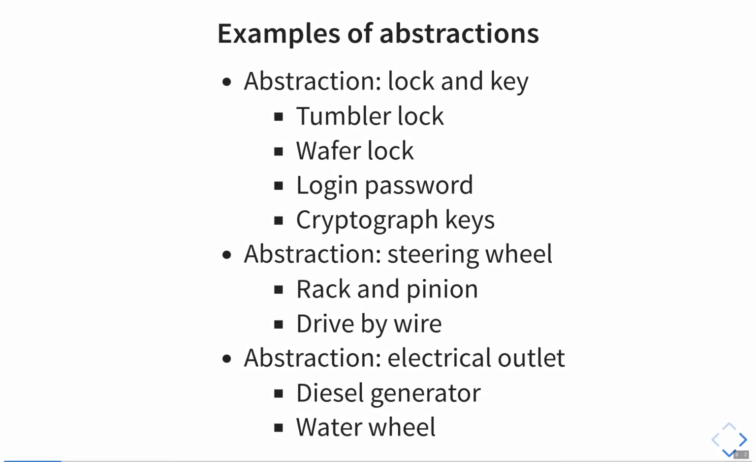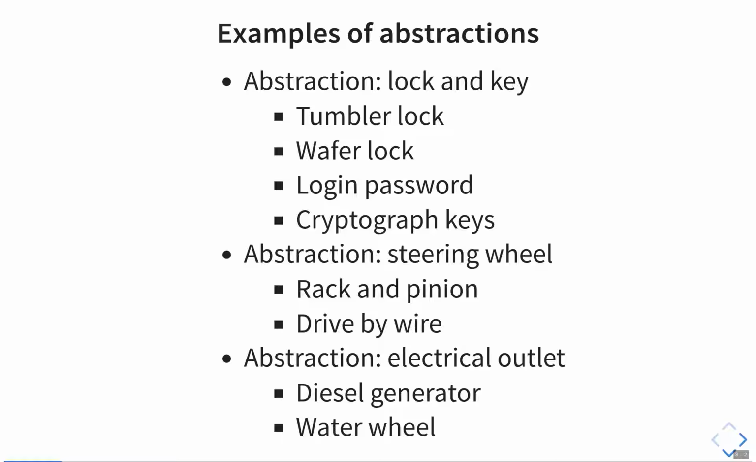So I said that files were an abstraction, but what does that mean? Well, an abstraction is something that conceals or hides the details of a particular solution to a specific problem and generalizes them to be a solution to a general problem. So some abstractions for lock and key systems are tumbler locks, wafer locks. These are physical lock and key systems. But you can also apply this abstraction of a lock and key to digital systems, so login passwords, cryptographic keys. When you're logging into your computer, the login screen is the lock, and your password is the key.